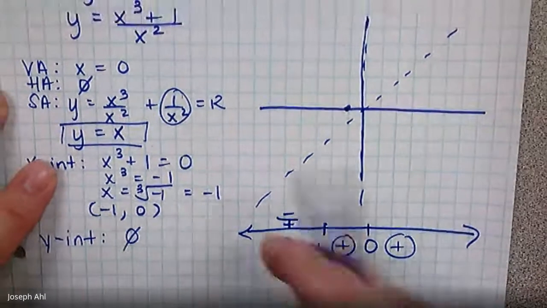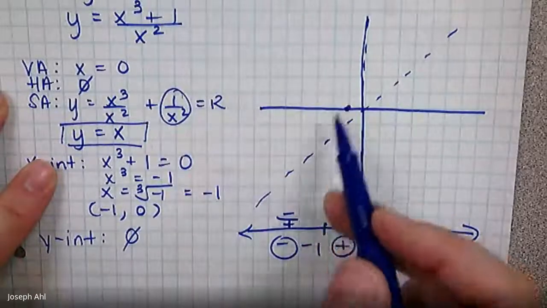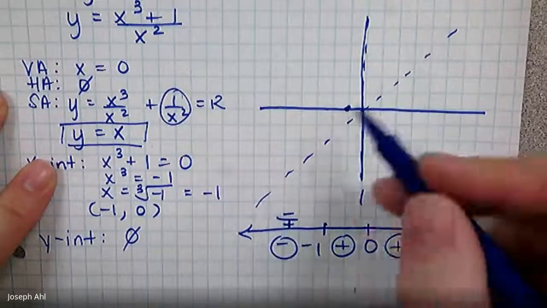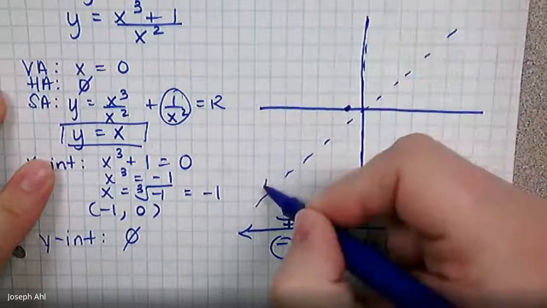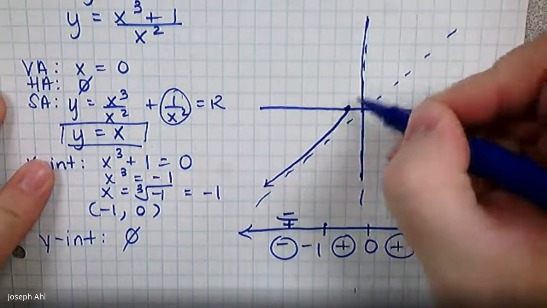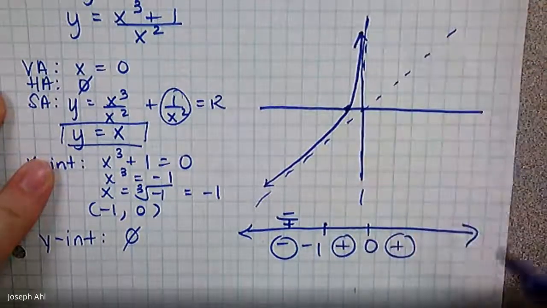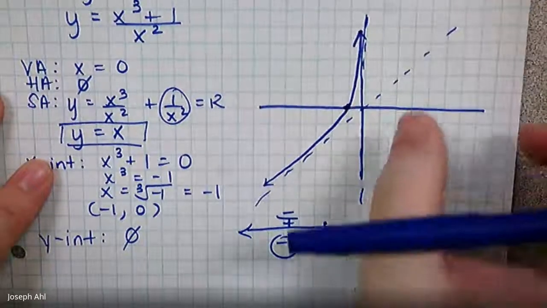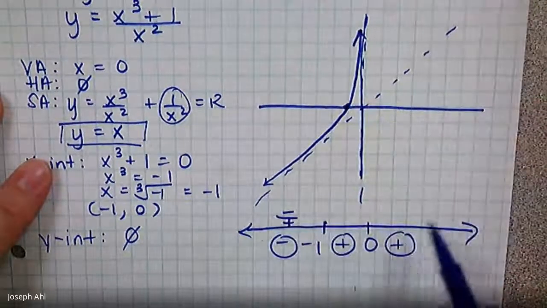So what is that going to look like? Well, to the left of the root, we're below the x-axis. That makes sense. We're going to approach the slant. Once I go through the root, I'm going to approach the vertical asymptote and be positive. All right, no more x-intercepts on this side. So what does the last part of the graph look like?